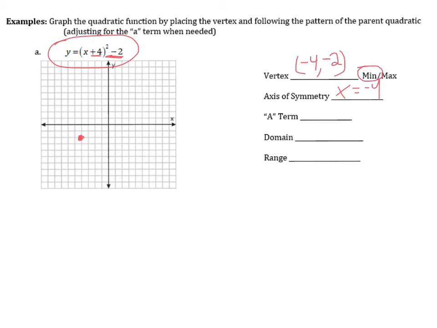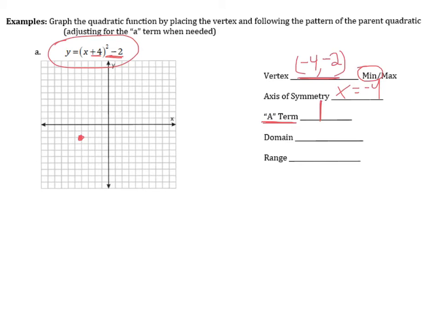Now, speaking of what's in front of my x squared, what's my a term here? A lot of people would say nothing, but that's not true. Remember, when there's nothing in front of x squared, that really means the a value is 1. If the a value is 1, it is not going to affect the pattern of our quadratic. Meaning, as soon as we find this vertex point, (negative 4, negative 2), we just start at that vertex point and we follow our pattern.